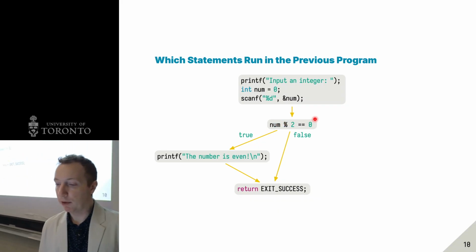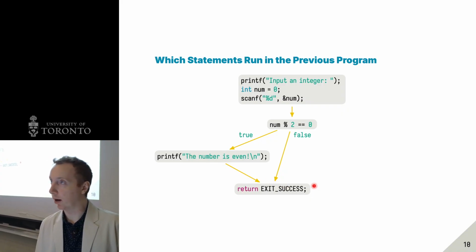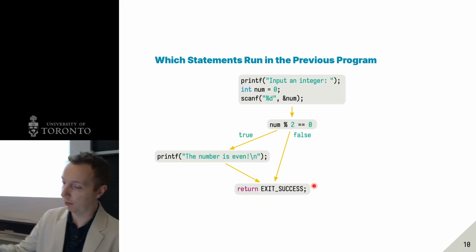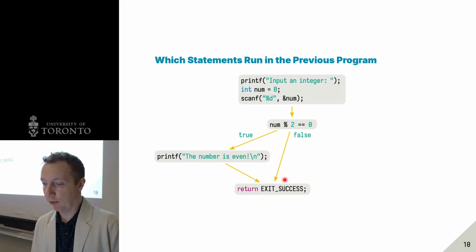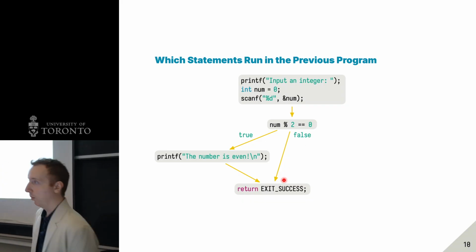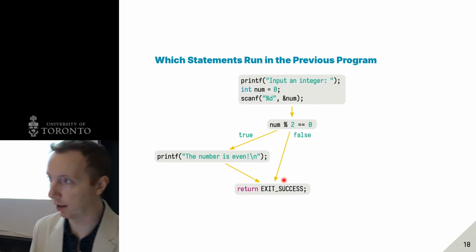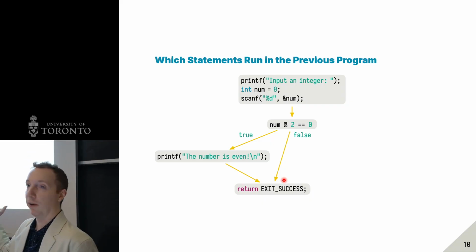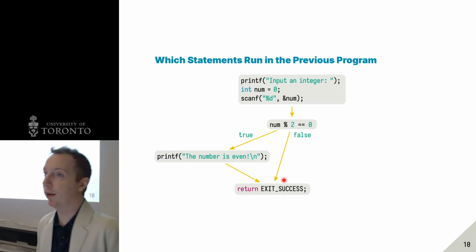That's why there's two lines coming out of the result of this expression. If it's true, it will printf, the number is even, and then go to the end of the curly brackets, which just does return exit success. And if it evaluates to false, it just directly goes to return exit success. It does not pass go, does not collect $200. So everyone okay with that as another way to represent what happens with an if statement?